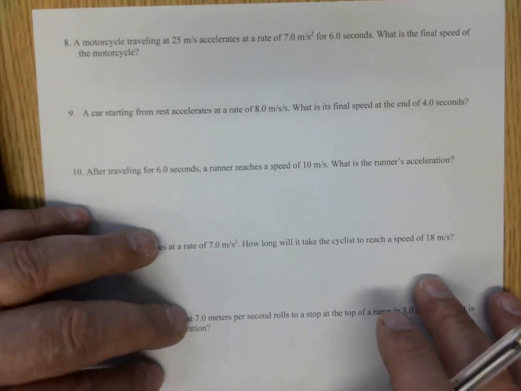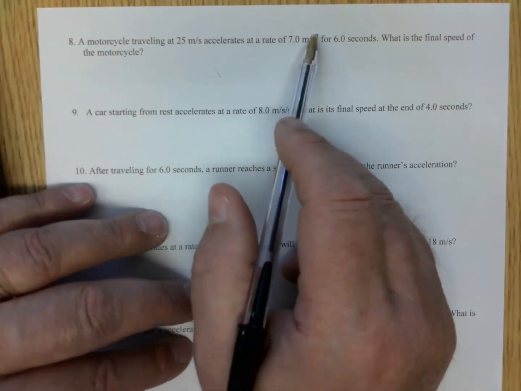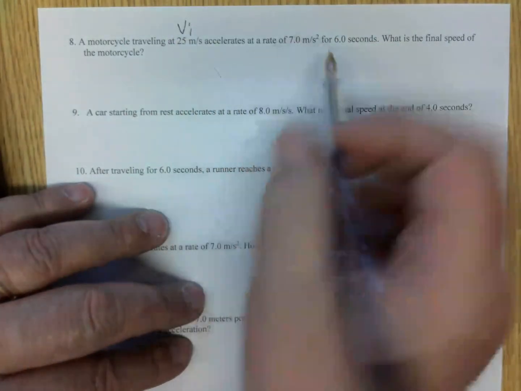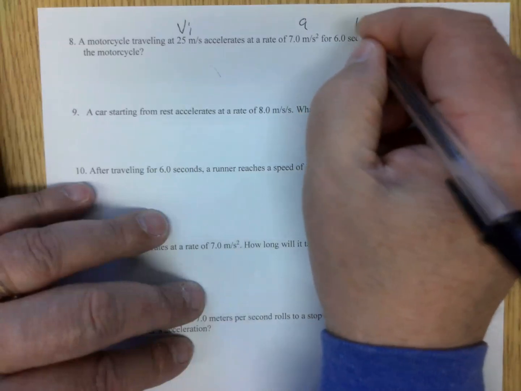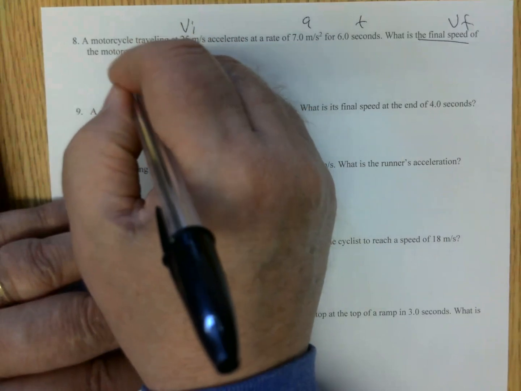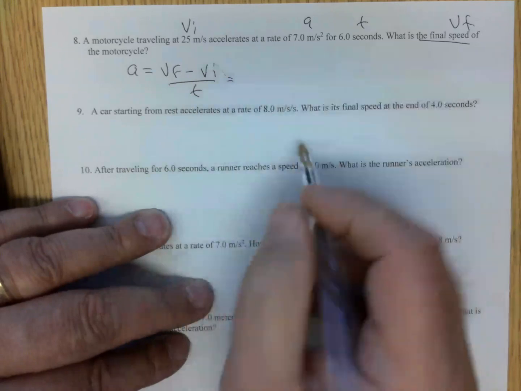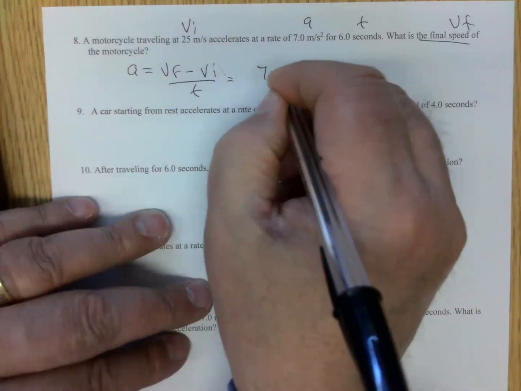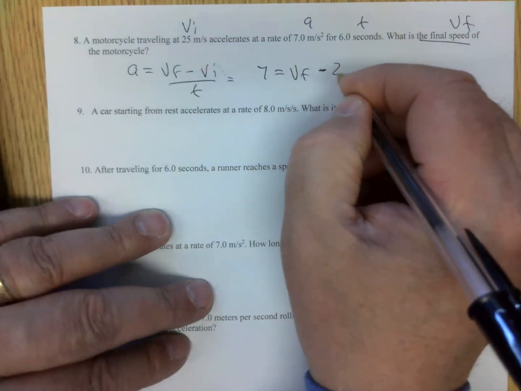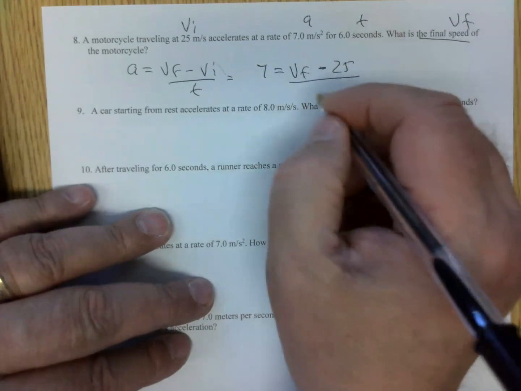This is 8. This is a motorcycle traveling at 25 meters per second, this is v of i, accelerates at a rate of 7, this is acceleration, for a time of 6 seconds. What is the final speed, v of f, for the motorcycle? So we go a equals v of f minus v of i divided by time. Acceleration is 7. V of f we don't know, that's what we want to find. Minus v of i is 25. And then the time is 6 seconds.